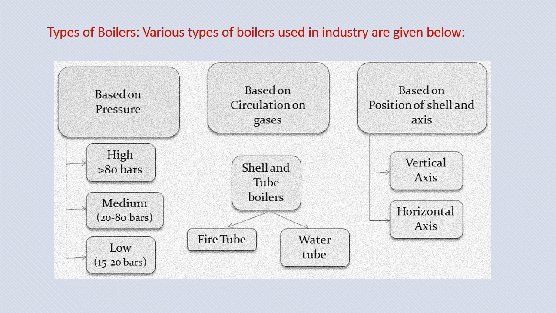Types of boilers. Various types of boilers are available in the industry based on pressure. Mainly these boilers are considered: high pressure boiler, medium pressure boiler and low pressure boiler. Based on circulation of gases, they can be fire tube or water tube boilers. Based on position of shell and axis, vertical axis and horizontal axis boilers. I'll show pictures of these so that you can understand better.